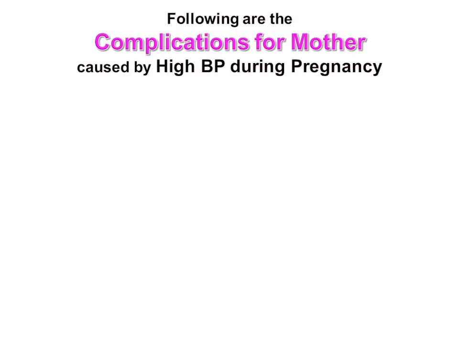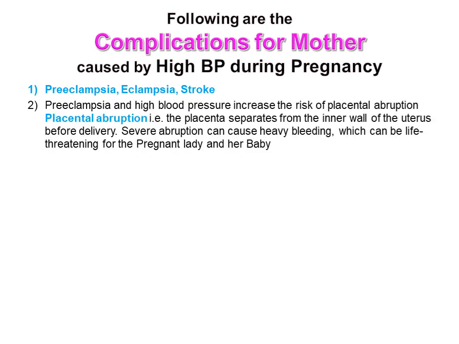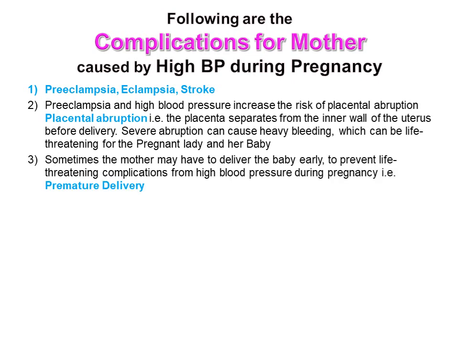Following are the complications for the mother caused by high BP during pregnancy. Preeclampsia, eclampsia, stroke. Preeclampsia and high blood pressure increase the risk of placental abruption. What is placental abruption? That is, the placenta separates from the inner wall of the uterus before delivery. Severe abruption can cause heavy bleeding, which can be life-threatening for the pregnant lady and her baby. Sometimes the mother may have to deliver the baby early to prevent life-threatening complications from high blood pressure during pregnancy. This is called as premature delivery.